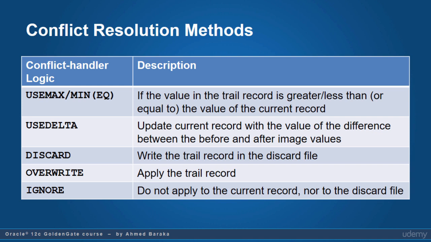If you specify the discard method, the replicate will write the record in the discard file and will not apply it. The overwrite option makes the replicate apply the record in the target database. With the ignore option, the replicate will not apply the record, and it will not write it in the discard file either.